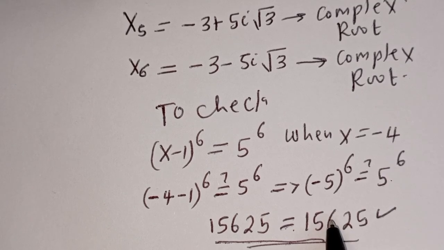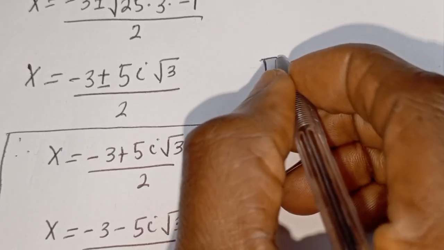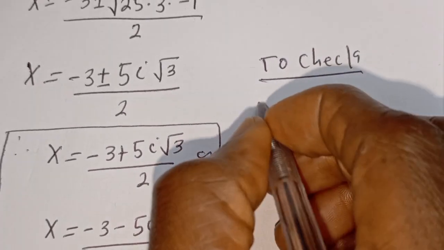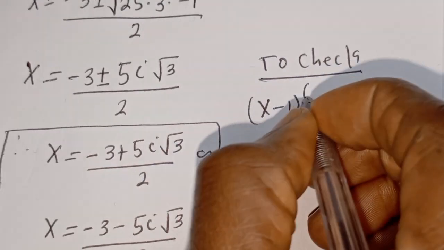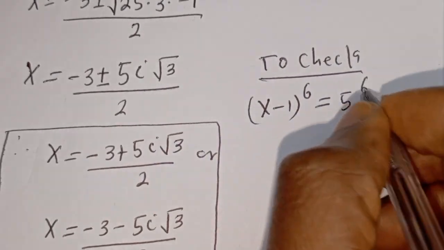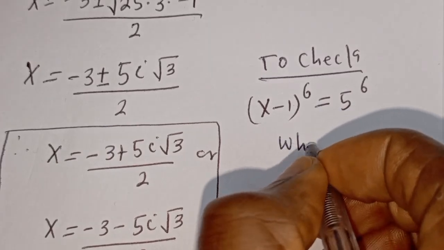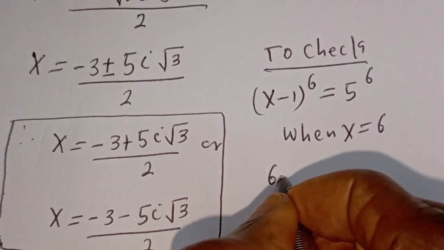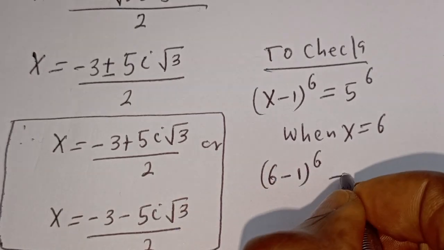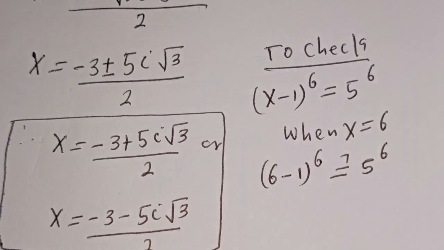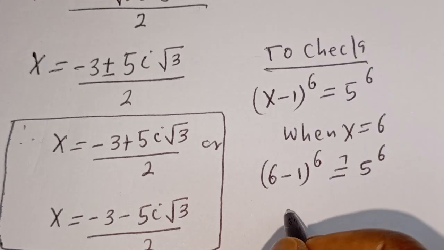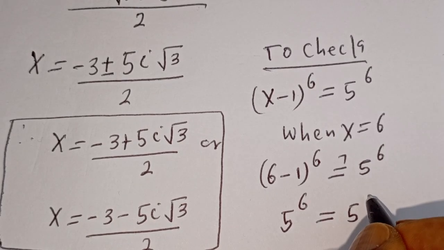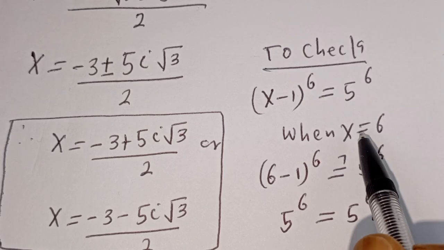We may also check to confirm when x is equal to 6. To check, we have the given equation x minus 1 to the power of 6 is equal to 5 to the power of 6. Then when x is equal to 6, this is 6 minus 1 to the power of 6 must be equal to 5 to the power of 6. And 6 minus 1 is equal to 5, 5 to the power of 6, which is equal to 5 to the power of 6, which is true at x is equal to 6.